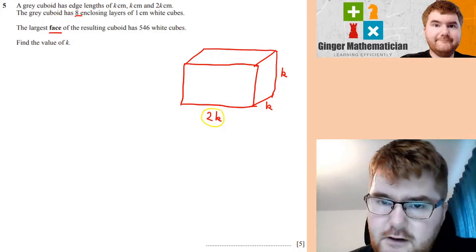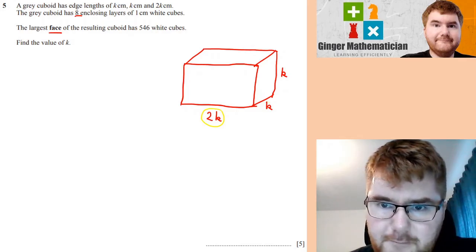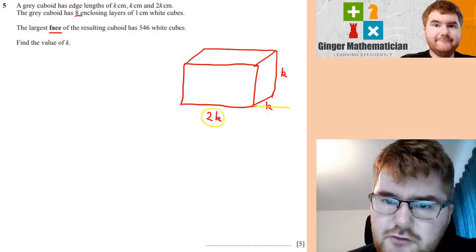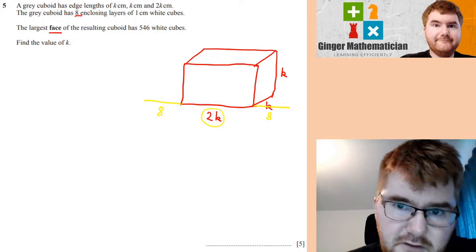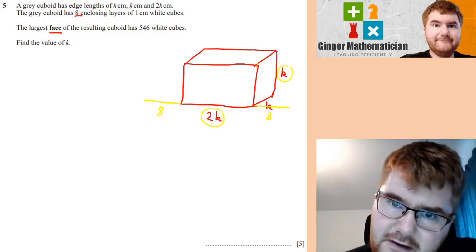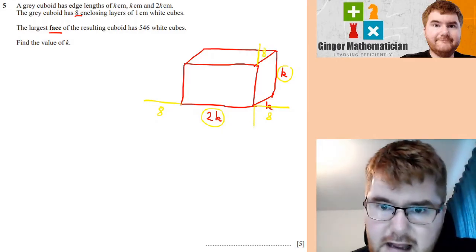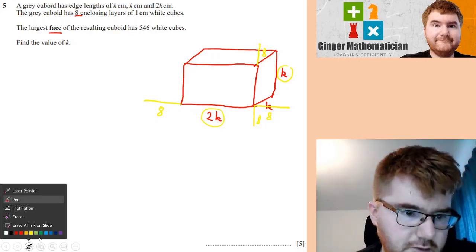Okay, so let's then just work with this one here. If we've got 2k, we've got 8 enclosing layers, so we've got an extra 8 over here, an extra 8 over here, and we'll work with this k, it makes no difference, and so we've got an extra 8 that goes up here, and an extra 8 that goes down here. And we want to work out the area of this so-called new face.